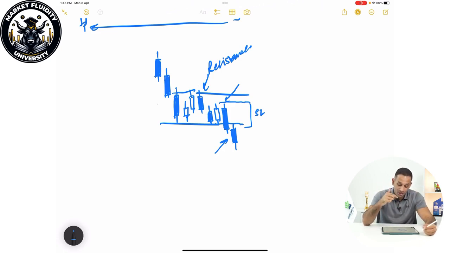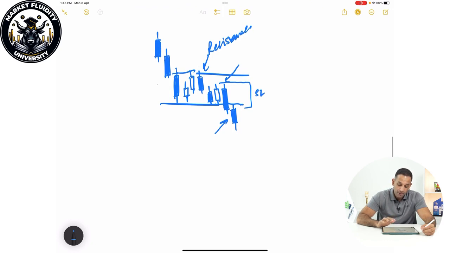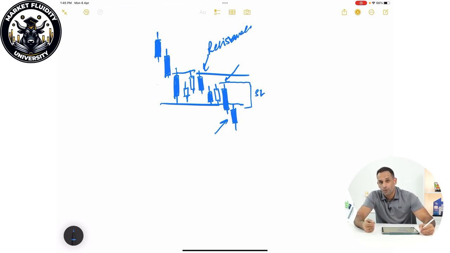So this is the second scenario which you may find happening when price does something like this. At this point, there's still a higher probability for price to continue to push down if you're trading the trend.